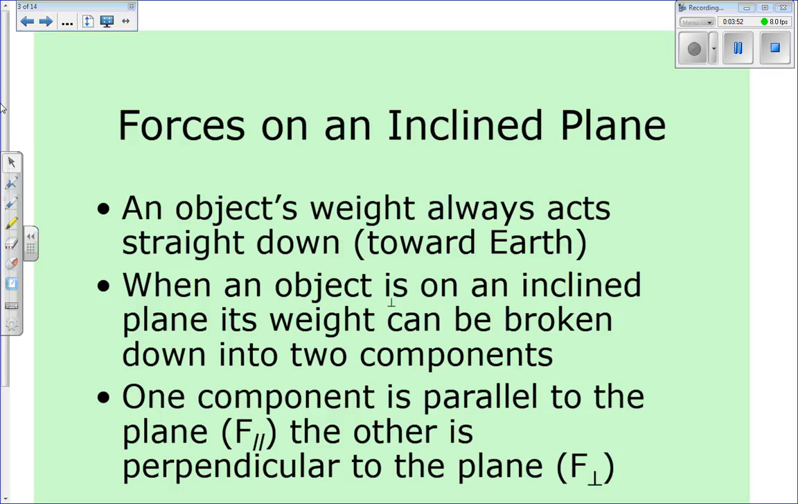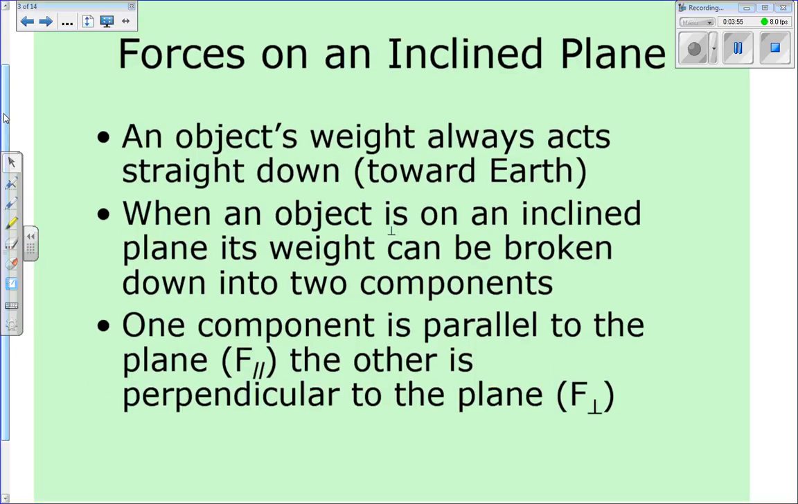All right. One of the last things we have to talk about with vectors is forces on an inclined plane. An object's weight always acts straight down toward the Earth. So when an object is on an inclined plane, that weight still acts straight down toward the Earth, and it can be broken up into 2 different components. One component is parallel to the inclined plane. We call that force parallel. And the other is perpendicular to the inclined plane, which we call force perpendicular. Pretty tricky.